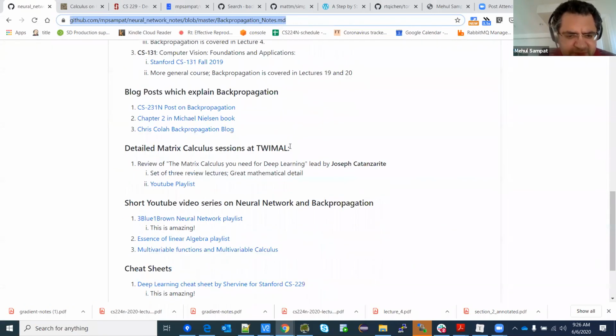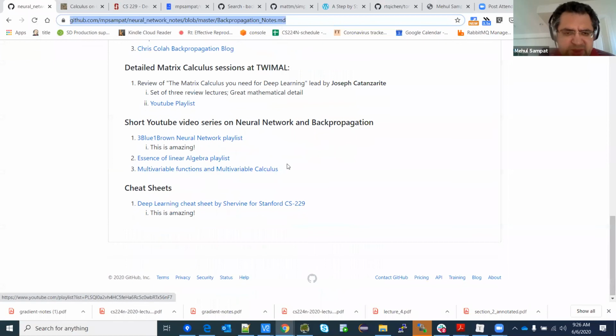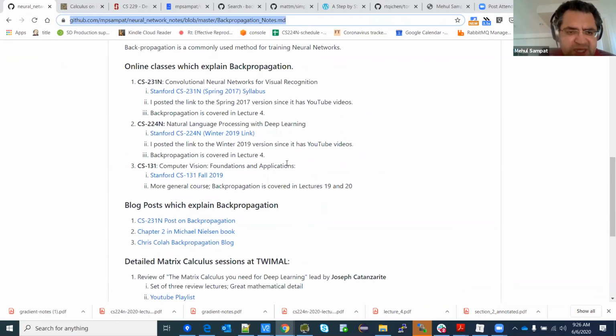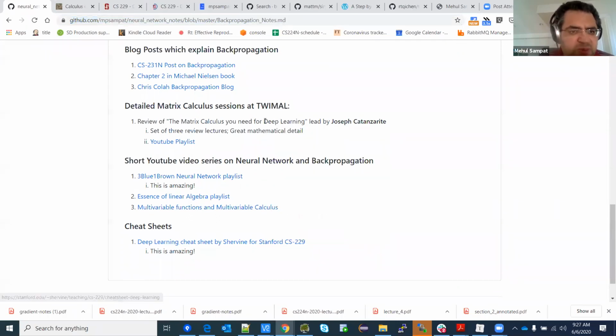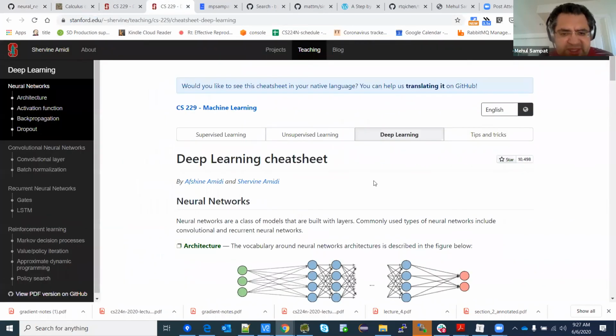So basically, in summary, there are these three CS classes: 231N, 224N, 131, and there's another one, Andrew Ng's original class, which was CS229. So this TA did an awesome job. What he did is he started making these incredible cheat sheets on machine learning, and he put them on GitHub.